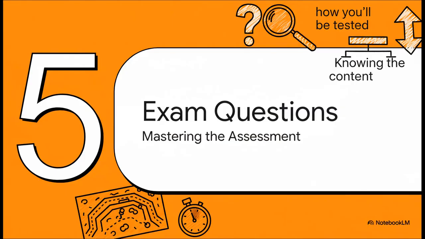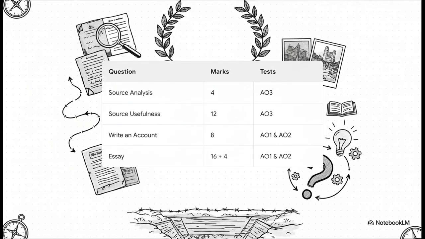Right, that's the what to revise. Now let's talk about the how. Knowing the content is only half the battle. You also need to know exactly how you're going to be tested on it. Think of this as your exam paper cheat sheet. In Section B, you will always face these 4 questions. The first two are all about sources. They're testing your ability to analyze and evaluate them. The third asks you to write an account, which is all about your narrative skills.